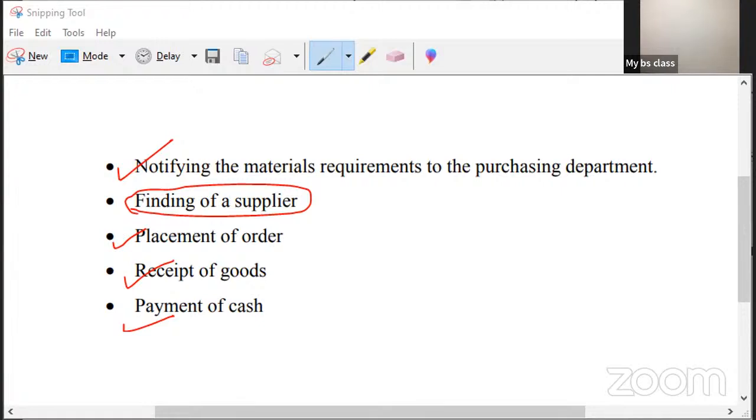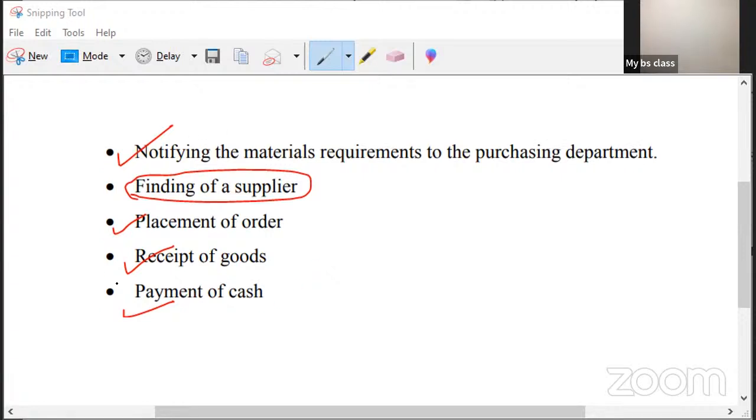Okay, select. But I'm generally asking, now let's assume that, guys, there's no option E. හිතන්න මේ ටික විතරක් තියෙනවා guys. What do you think? I'm generally asking, right? Now imagine they have provided you notifying the department and they place the order, receive the goods and payment of cash.